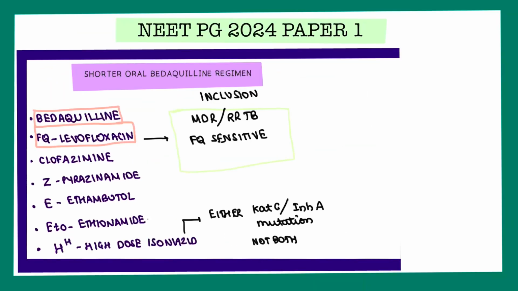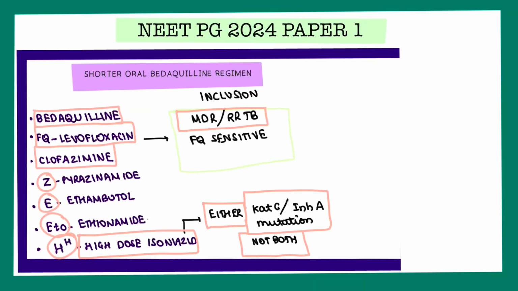Next question, indication for the shorter course bedaquiline regimen is? Here we discussed the shorter oral bedaquiline regimen, which comprises bedaquiline, fluoroquinolone and clofazimine, Z-E-Eto-H, where high dose isoniazid will be used. Indications: it is MDR TB or rifampicin resistant tuberculosis, and it should be sensitive to fluoroquinolone because we are using levofloxacin. High dose isoniazid is used because two genes are responsible for isoniazid mutation, katG or inhA. If either one of the gene mutations is there, then we can go for this short oral bedaquiline regimen. I think they asked about rifampicin resistance in the question, so the answer is rifampicin resistant tuberculosis.